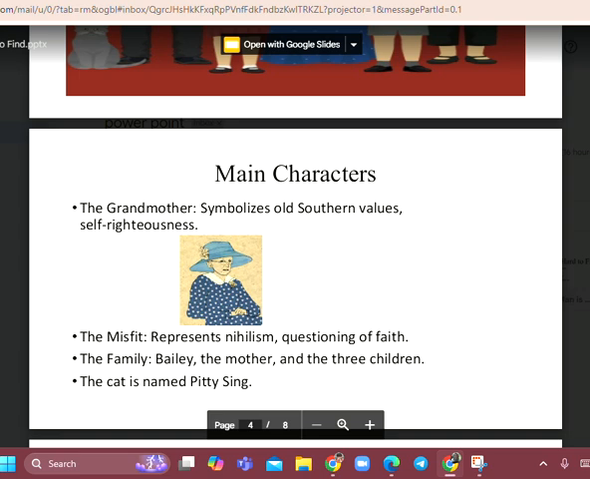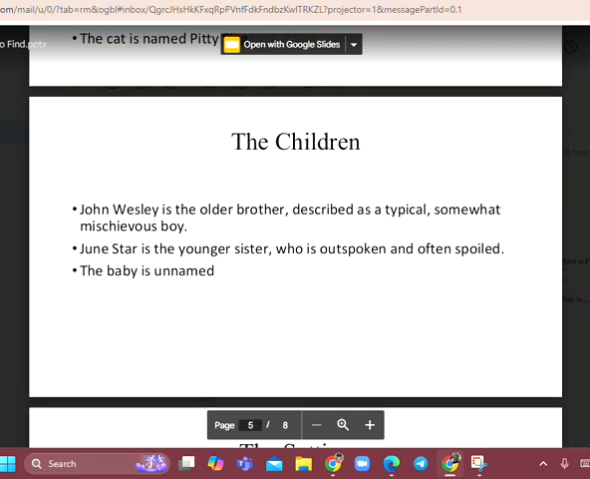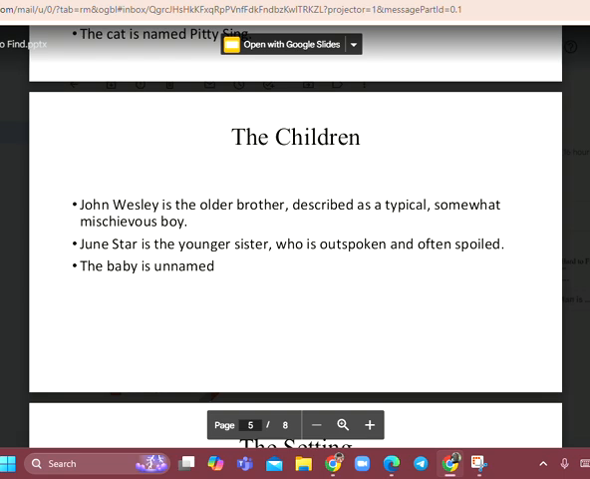We also have a character represented by the cat, who is going to have a good role in the story. The name of the cat is Pitty Sing. The children of Mr. Bailey are John Wesley, who is the older brother, described as a typical, somewhat mischievous boy. We have June Star, who is the younger sister, who is outspoken and often spoiled, and we also have the baby, who is unnamed.